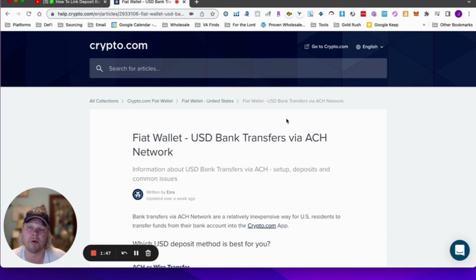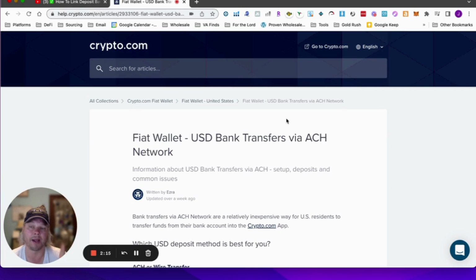At that point, when it's in the fiat wallet, you can purchase the cryptocurrency of choice, whether that be BNB, BUSD, USDT, Bitcoin, Ethereum, whatever. That's where you're going to start. That fiat wallet is literally like cash that can then be used to buy the cryptocurrency.